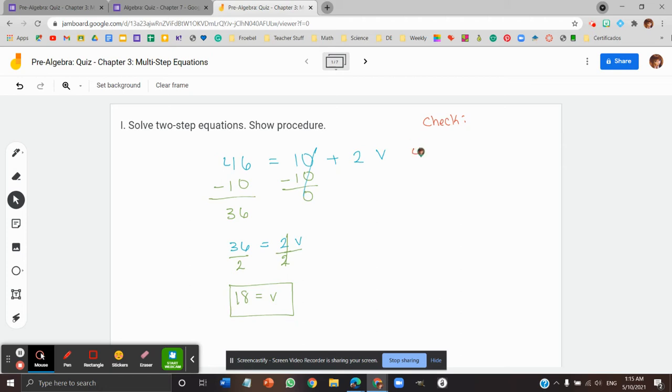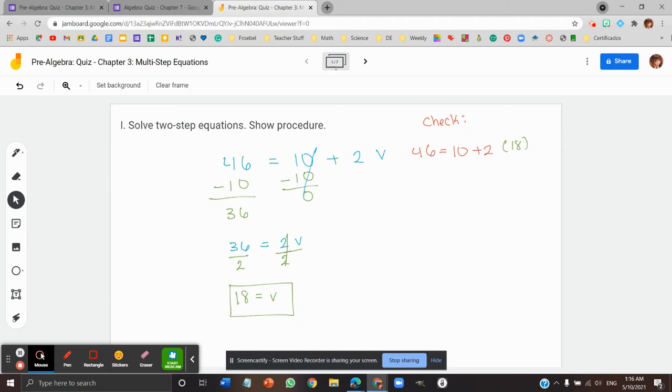So for example, I have 46 equals 10 plus 2v. And wherever I see the v, I can put my answer. What was v? v was 18. So now I can solve using my PEMDAS. Remember my order of operations, meaning parentheses first, then exponents, then multiplication or division from left to right depending where they are, and addition and subtraction from left to right again depending when they are.